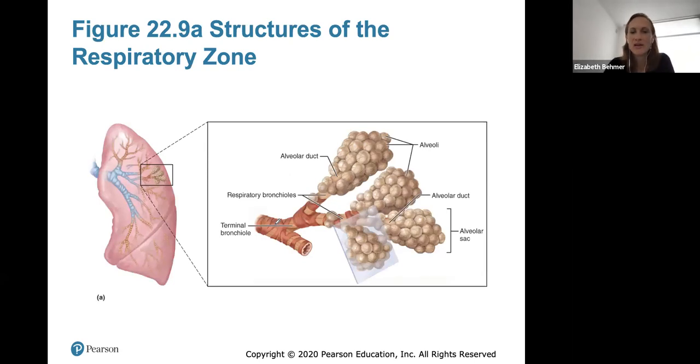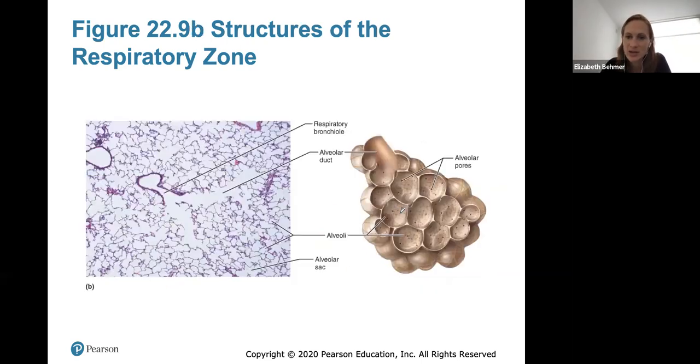Here's the structures of the respiratory zone. So you can see the terminal bronchiole, then the respiratory bronchioles ending in these alveolar sacs. And these alveolar sacs, they look like little grapes kind of clustered together. They are covered with capillaries, and this is where gas exchange will occur. So here is the alveolar duct leading to the alveoli, and the alveolar sac is all of them together.